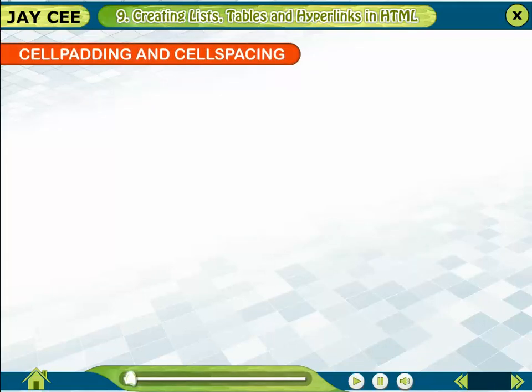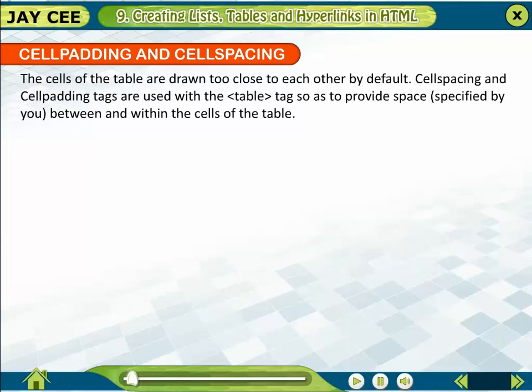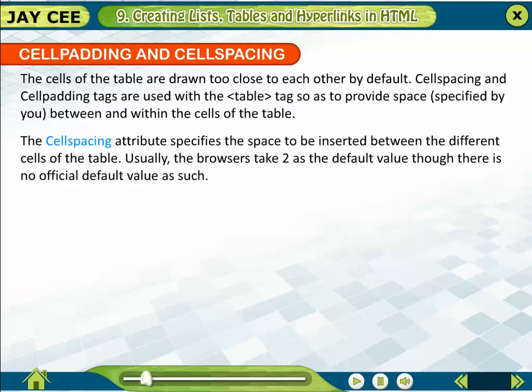Cell padding and cell spacing. The cells of the table are drawn too close to each other by default. Cell spacing and cell padding attributes are used in the <table> tag so as to provide space specified by you between and within the cells of the table. The cell spacing attribute specifies the space to be inserted between the different cells of the table. Usually the browser takes 2 as the default value, though there is no official default value as such.